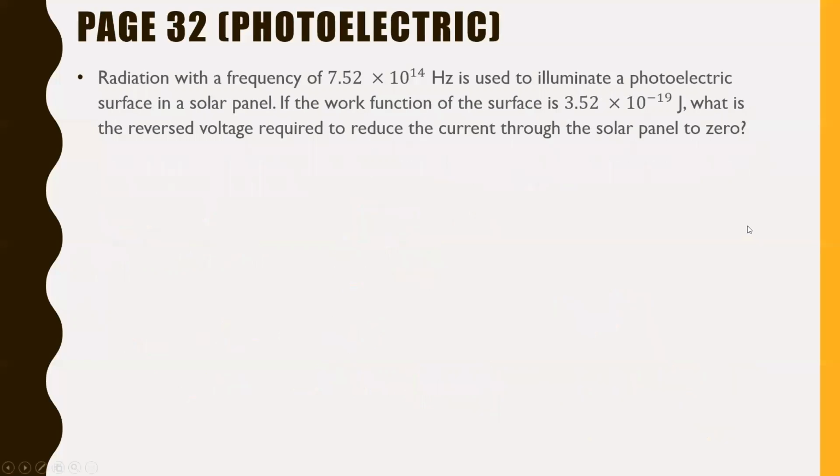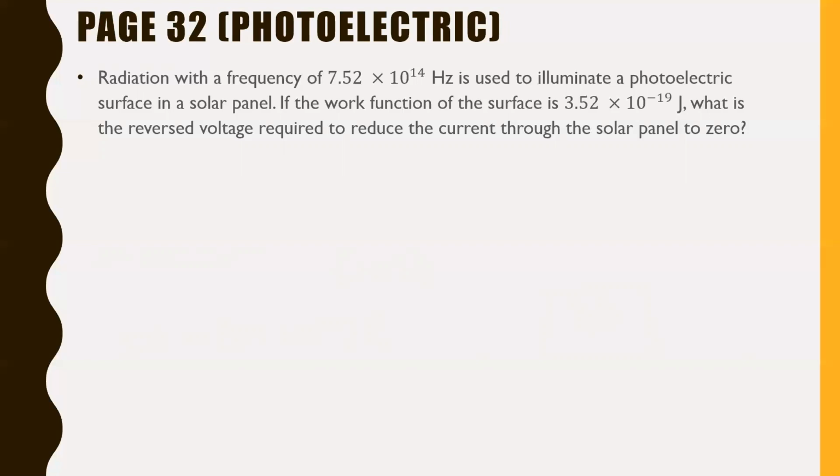Okay, moving on. This one's on page 32. It's another photoelectric effect question. Radiation with a frequency of 7.52 times 10 to the 14 hertz is used to illuminate a photoelectric surface in a solar panel. If the work function is that, notice it's in joules this time, what is the reversed voltage required to reduce the current through the solar panel to 0? This one's an interesting one. Pause the video here, give it a shot.